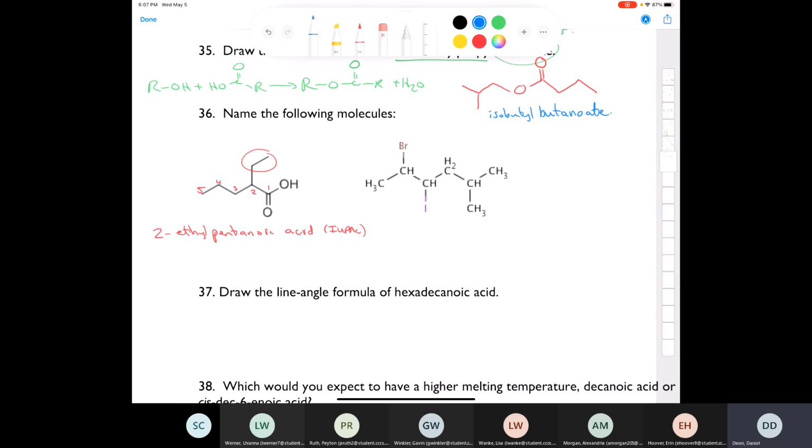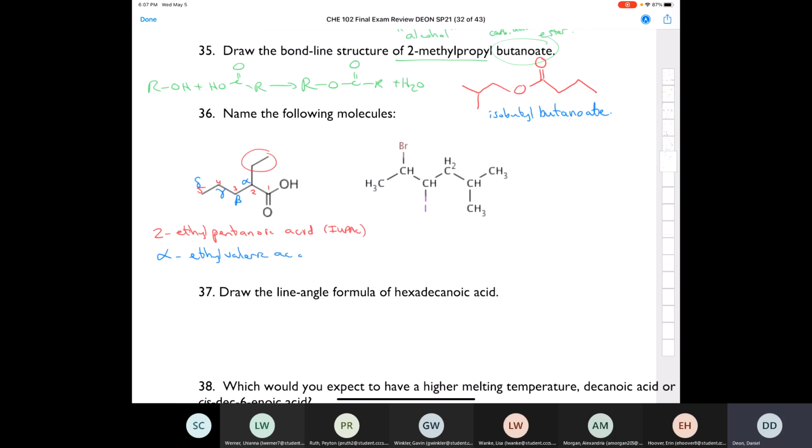There is a common name for this. When you have 5 carbons, it's valeric acid. And you label this group as being alpha, right? You have alpha, beta, gamma, delta. So this would be alpha-ethylvaleric acid, and that would be the common name.